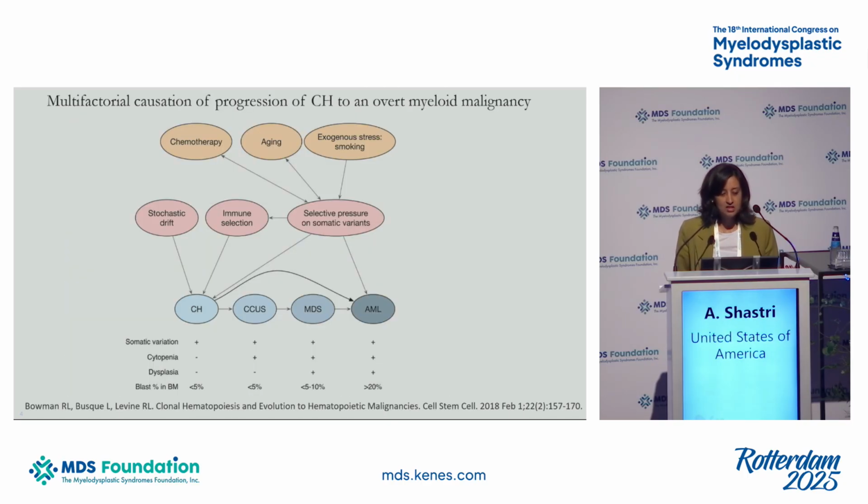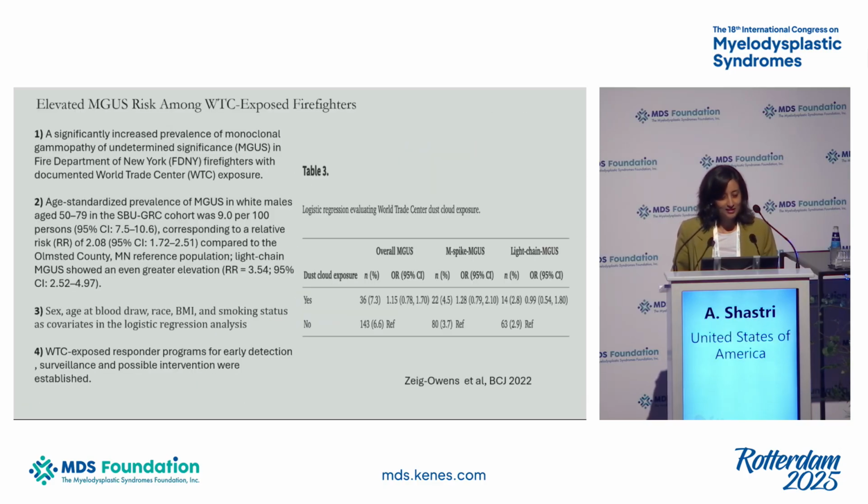Of course, there is this multifactorial causation that we know causes the progression of clonal hematopoiesis to overt malignancies due to immune selection. And there is selective pressure induced on immune selection by various therapies. Aging is a strong stimulus, and smoking. However, there are environmental factors at play too, but they are yet unknown. So this is something that we are very interested in looking into.